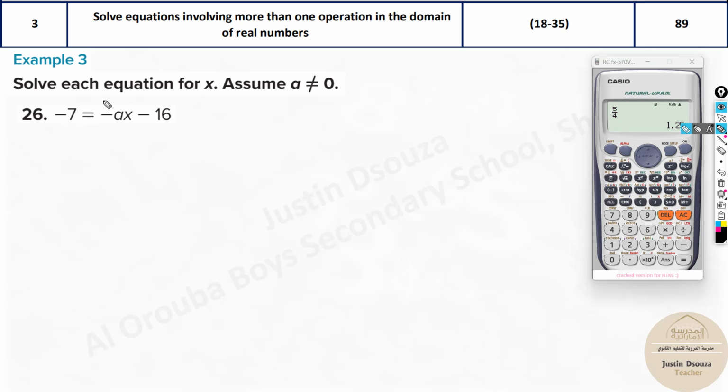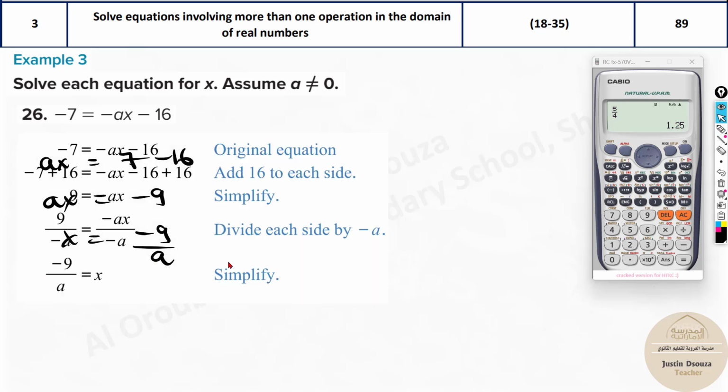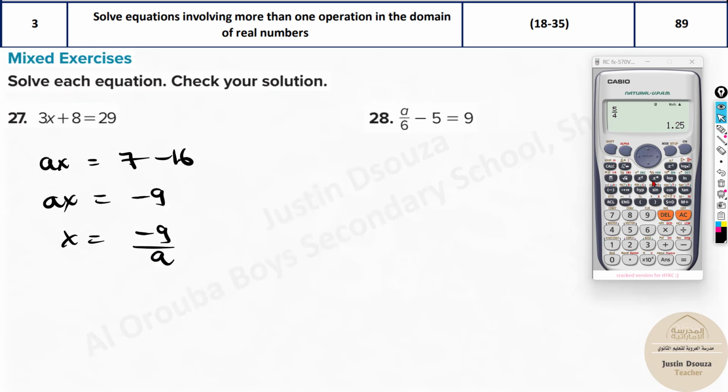Take this minus ax to the other side, because our intention is to make this positive. So ax, negative 7 to the other side becomes positive 7 minus 16. The answer is negative 9 ax. So x will be equal to negative 9 by a. That would be our final answer. And same thing over here, you can try.